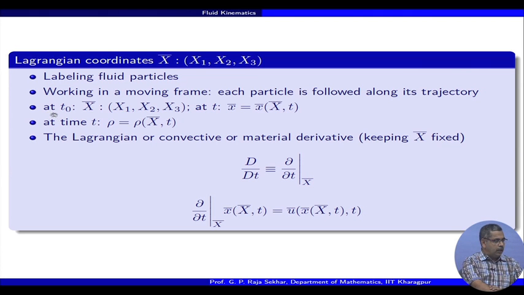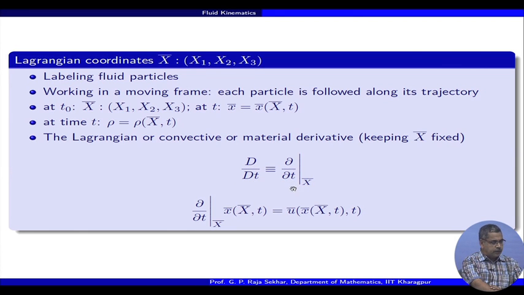Accordingly, at t naught, this is the reference position vector. At time t, the position vector is expressed in terms of the reference. That means we label the fluid particle with this reference position and then we trace it. For example, if you take density, it is explicitly in terms of the reference variable. Now, what is the corresponding derivative in the Lagrangian frame? This is called the Lagrangian derivative or material derivative, and it is given this notation. There is something more to be understood about this.